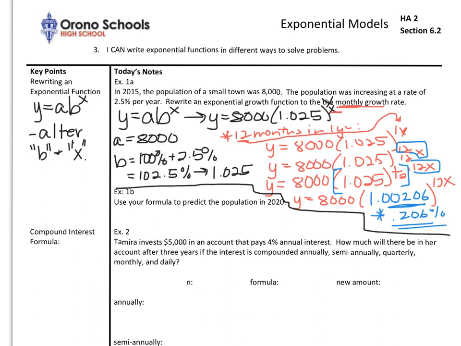With that change in formula, we can use our new model to predict the population in the year 2020. So the population formula started in 2015. Therefore, the year 2020 means X would equal 5. X represents 5 years. Now, what I'm going to do is actually plug this into both formulas to show that the prediction will work even though we changed from a yearly growth rate to a monthly one.